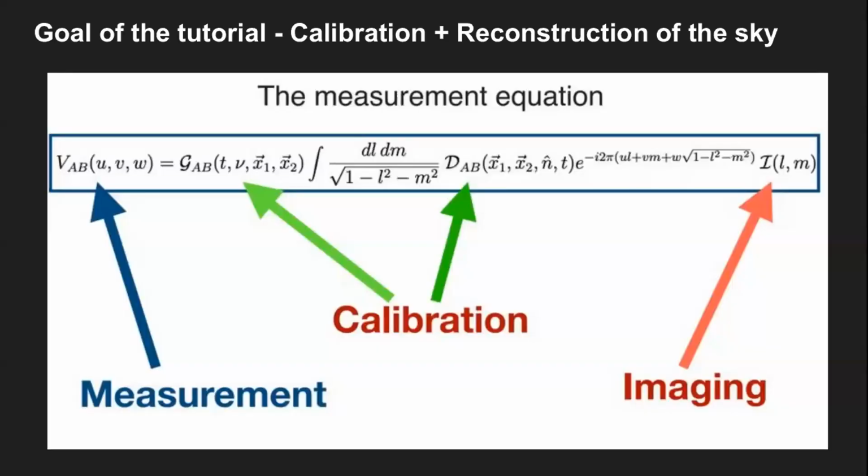So the goal of the tutorial is to try to find out these gain terms, what Prasun just showed you, find out this gain term, and then calibrate your data set. Once you get the calibrated visibility, you can do some kind of imaging and try to find out how the sky will look, that is, the intensity distribution in the sky. That is the last task, which I will show you tomorrow.